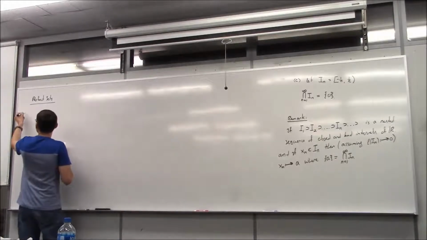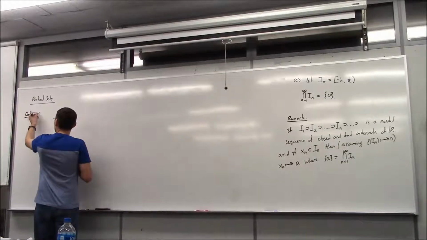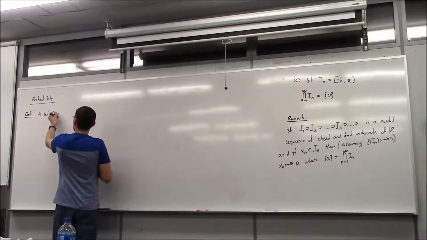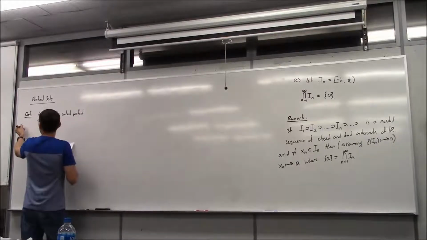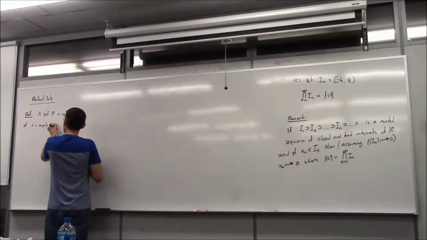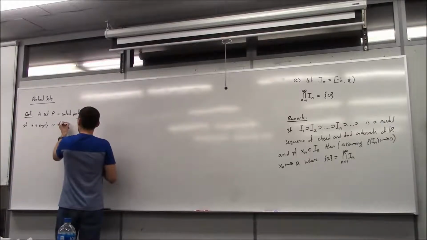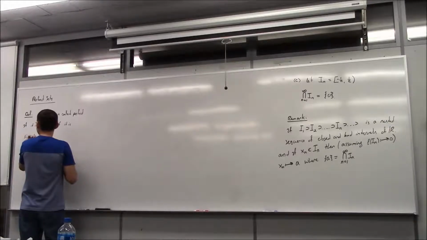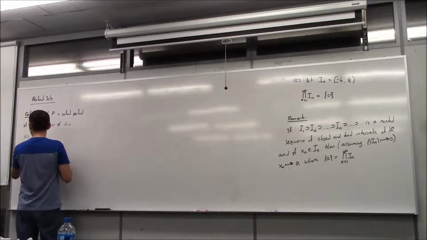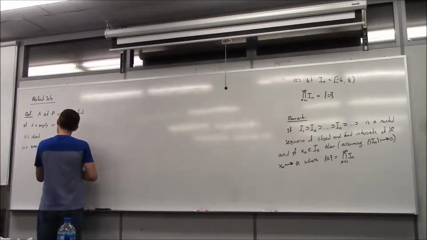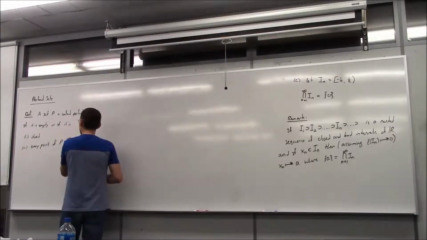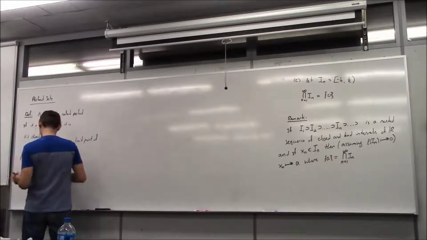So this is the definition. A set P is called perfect if it is empty, or if it is, first condition, it has to be closed, and second condition, every point of P is a limit point of P. Okay?